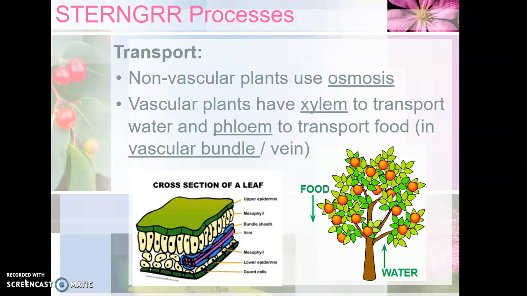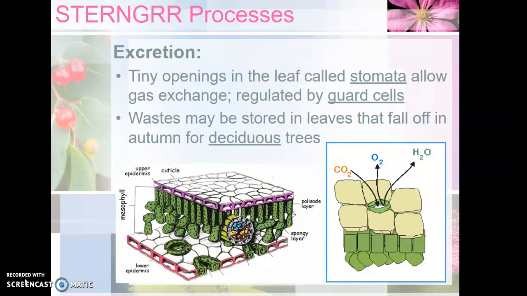These two tubes are together in a vascular bundle. Look at it closely on the diagram shown. We typically call this a vein. So we have the two different types of vascular tissues, xylem and phloem, in the vein. The xylem is moving water up from the roots to the rest of the plant, so that's why the water arrow is going up. The phloem is moving the food from the leaves, where it's made by photosynthesis, down to the rest of the plant, which is why it's going down.